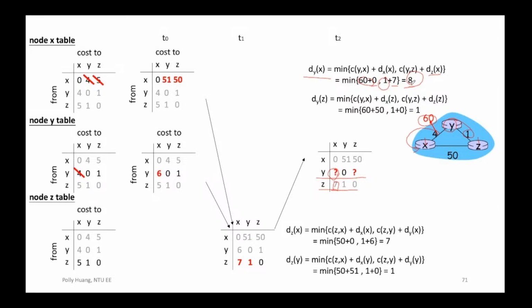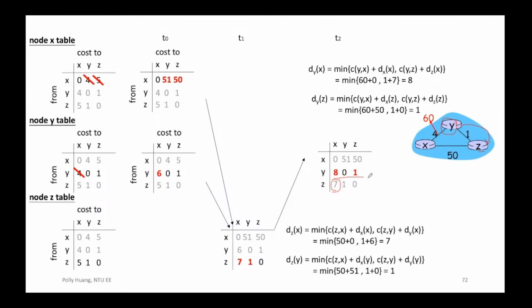What does that mean? Although we update the table for y so that it's 8, 0, 1, you see, y here actually believes firmly z is the best neighbor to forward the packet because z knows a way which takes only 7 to go to x.